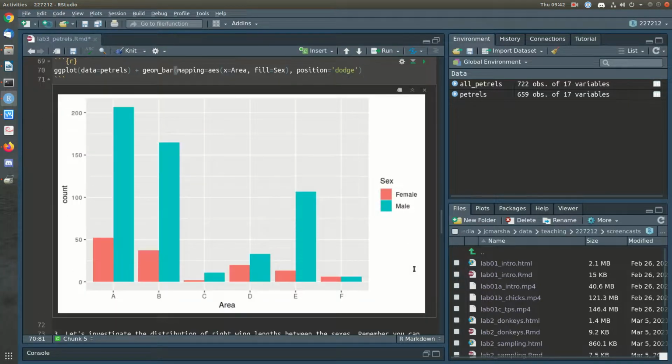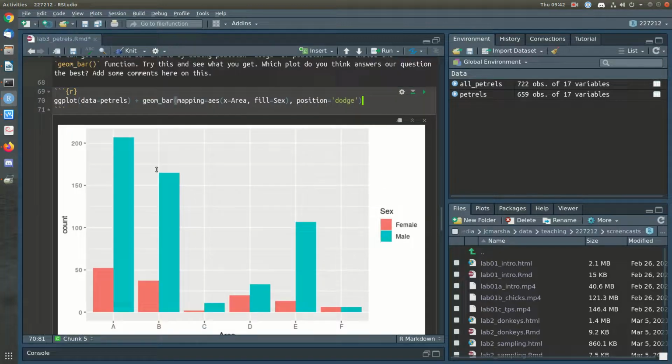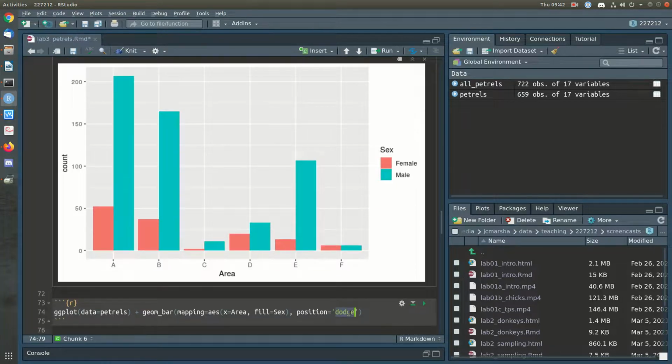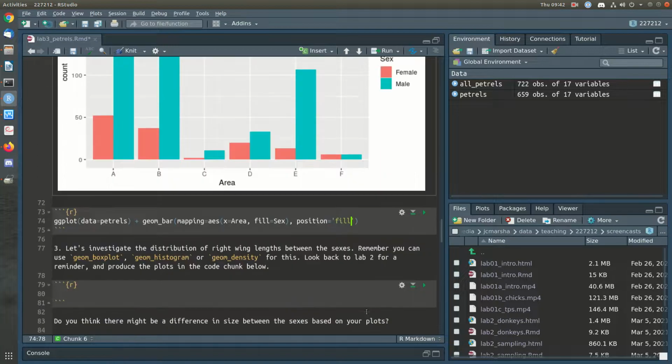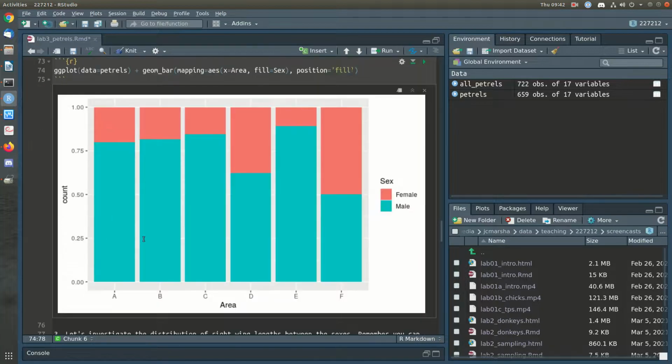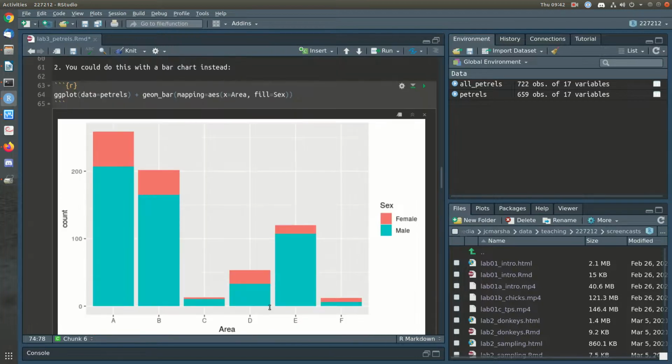So here's a dodged graph where everything is now at the baseline. And with this one, it's easy to assess that there's differences in the number of males and differences in the number of females. But again, it's hard to assess proportions here, which is perhaps the thing that we're particularly interested in. We could try another position argument for that. Position equals fill.